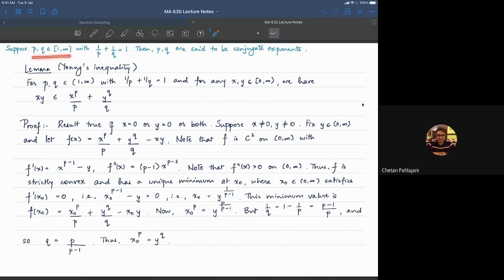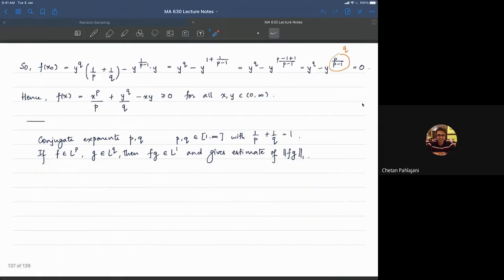Suppose I have p, q in [1, infinity] with 1/p + 1/q = 1. Then I'll say that p and q are conjugate exponents. What Young's inequality says is that, suppose p, q in the open interval (1, infinity) are conjugate exponents, and suppose I have two non-negative numbers, small x and small y. Then xy is less than or equal to x^p/p + y^q/q. We went over a proof of this last time.